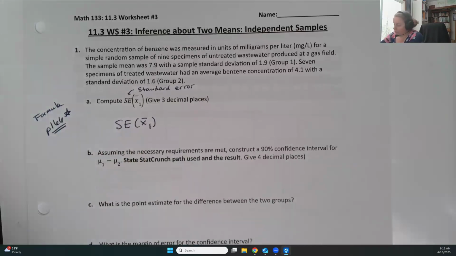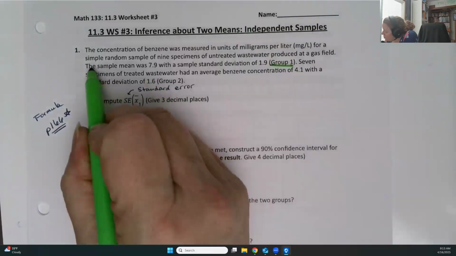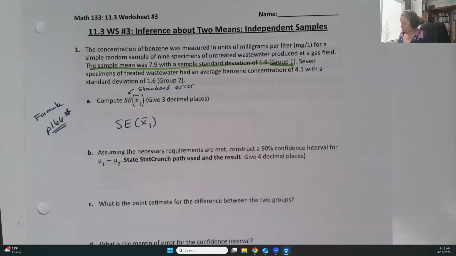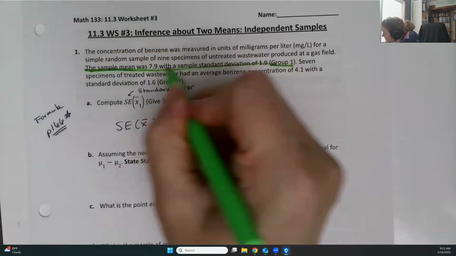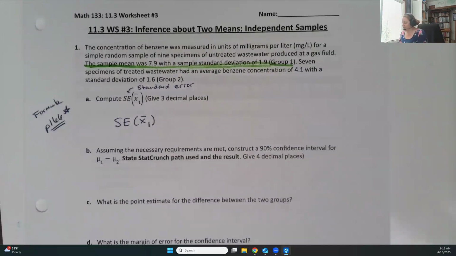So if you look, it says group 1, right? So this whole thing is group 1. Oh, that's a terrible underlining job I just did. That was a very wobbly underline. All right, so let me grab the notes so you guys can see page 166 real quick.